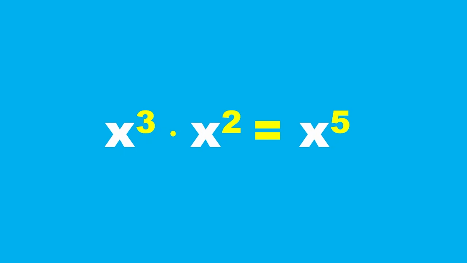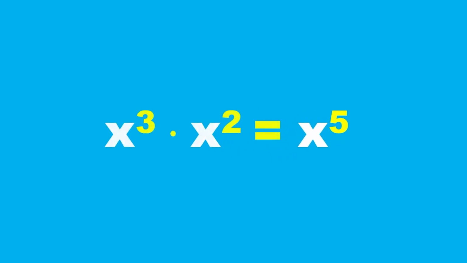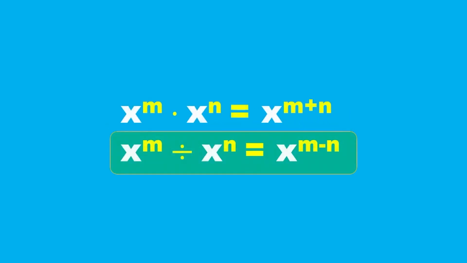Now let's expand this, x cubed times x squared. We'll get x times x times x times x times x. Now when we remove the brackets, we'll get 5 x's being multiplied together, which is x to the power of 5. And that is our answer.